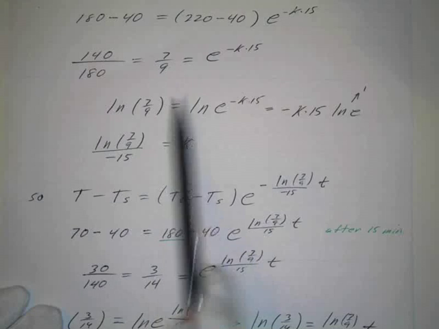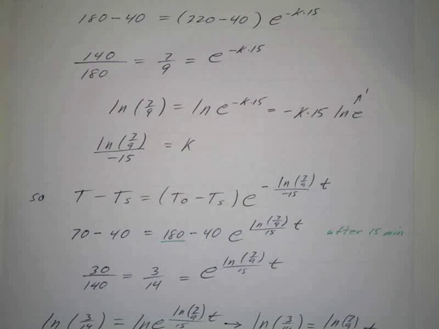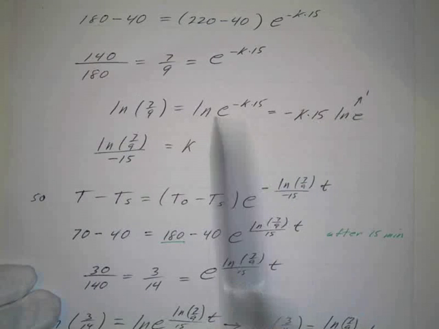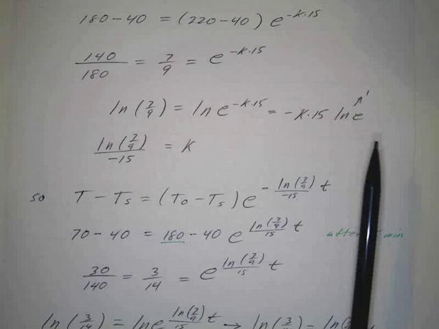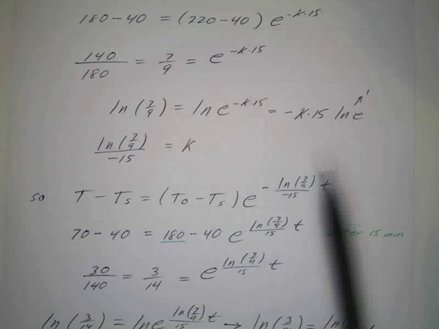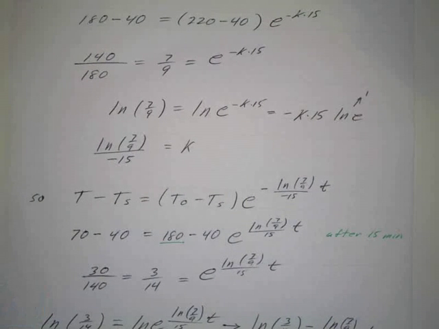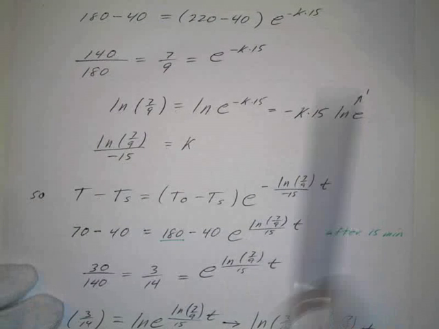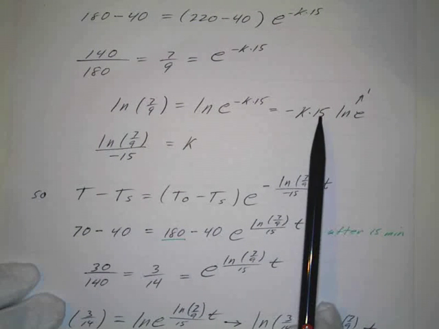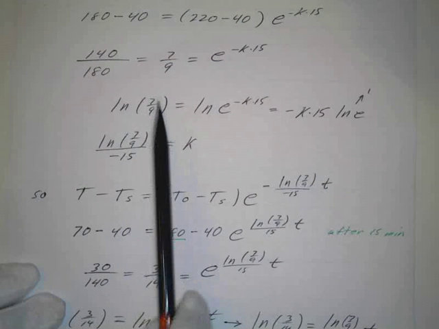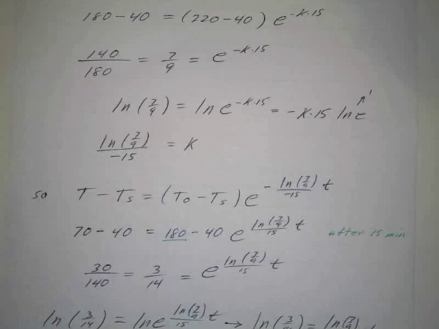So that's 7 over 9 equals e to the negative 15k. Okay, and then we'll take the natural log of both sides. And then we can put the negative 15k in front, and we'll have that times the natural log of e. And the natural log of e is just 1. So we take the natural log of both sides, we end up with the natural log of e. And then, so this is 1, so in order to solve for k, I would divide by negative 15. So there's your natural log of 7 over 9 divided by negative 15.